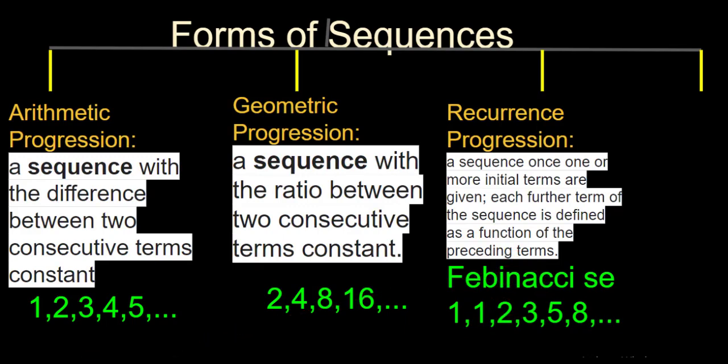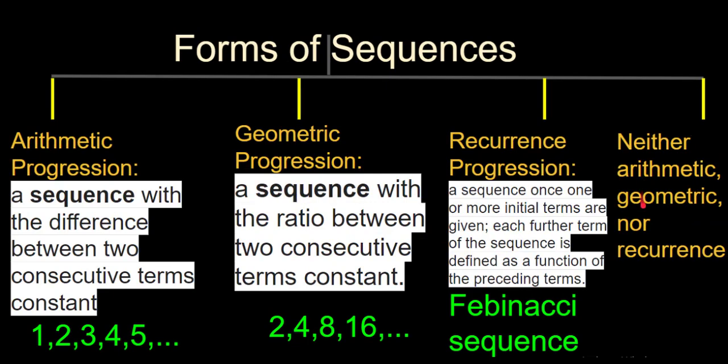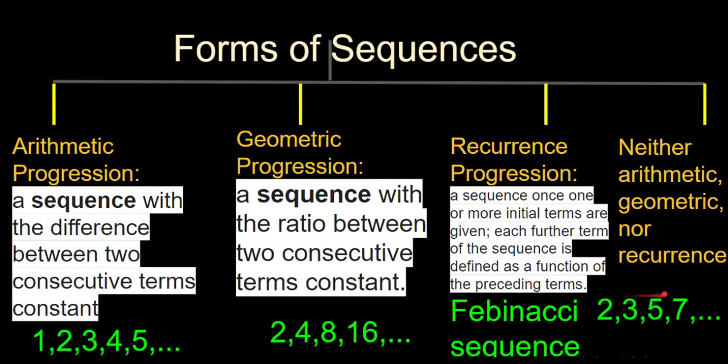The other one is neither arithmetic, nor geometric, nor a recurrence. Let's see one example here. For example, prime numbers. It is not arithmetic, because look at this one. Even though the difference here is 2, and here is 2, in this case the difference is 1. It's not geometric because none of them is a multiple of the other. It's not a recurrence. As you can see, one is not dependent on the other. It varies.